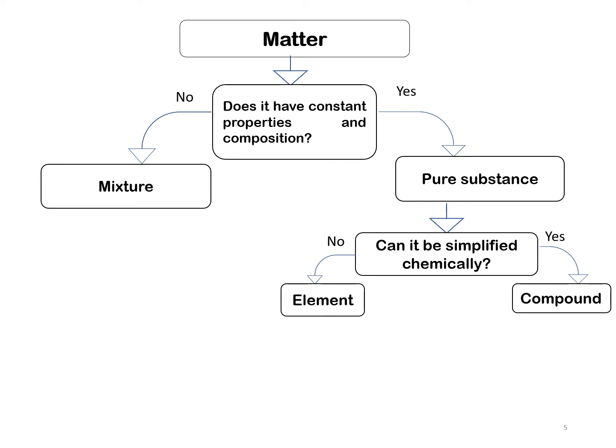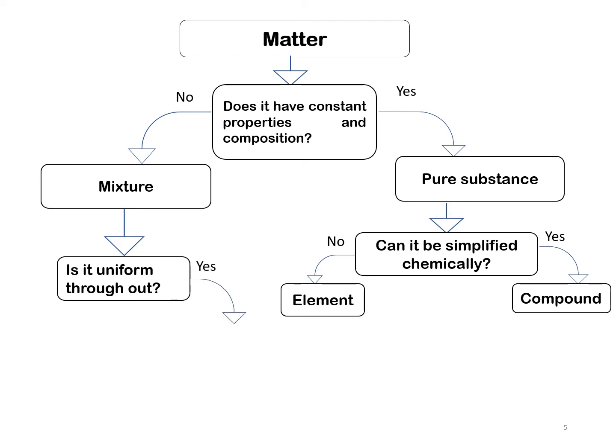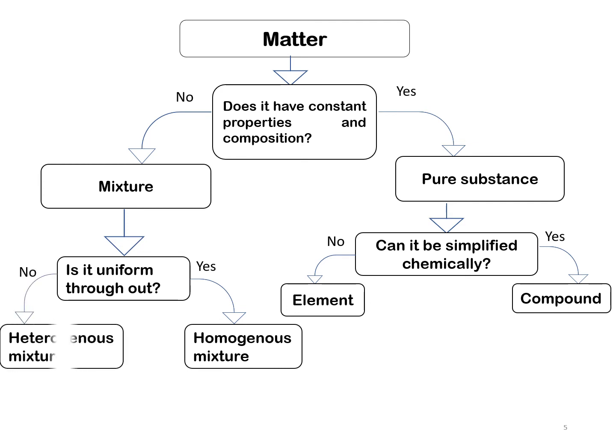Whereas if we classify a mixture on the basis of its phases, that is, is it uniform throughout, meaning it contains only one phase, then it is known as a homogeneous mixture. But if it contains more than one phase, then it is known as a heterogeneous mixture. Here we are going to discuss these terminologies in some detail.